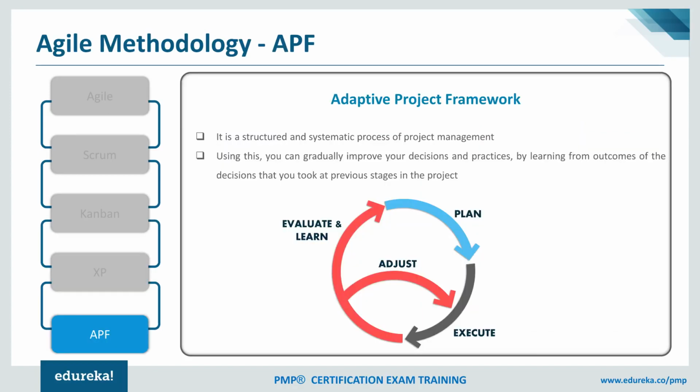Moving to the next methodology, which is adaptive project framework. So this is certainly based on the PDCA cycle of Deming, which is plan, do, check, and act. And this adaptive project framework, as you see here, is again such a framework wherein the focus is on getting continuous feedbacks. So you do planning, you execute your plan, you get the feedback. So that's where you evaluate and learn, and then you adjust your plan, and again you start executing.